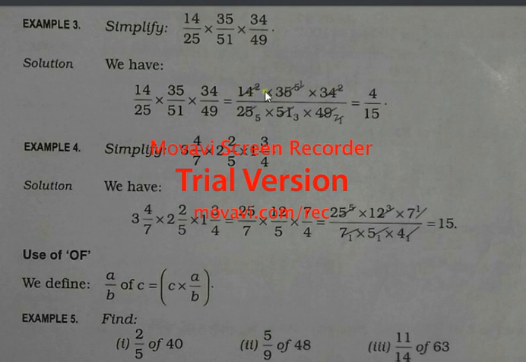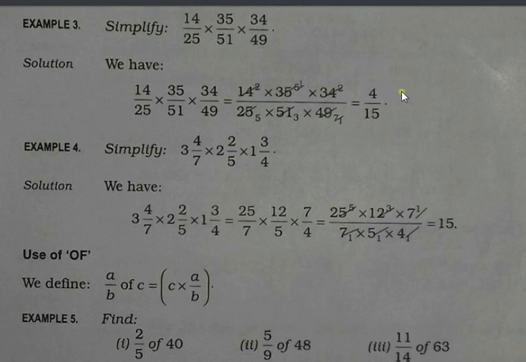So what happens? At the top, left only 2 and 2, and as you can see the last number here is 1. So 2 2s are 4, and below 5 into 3 is 15. So the answer becomes 4 by 15.